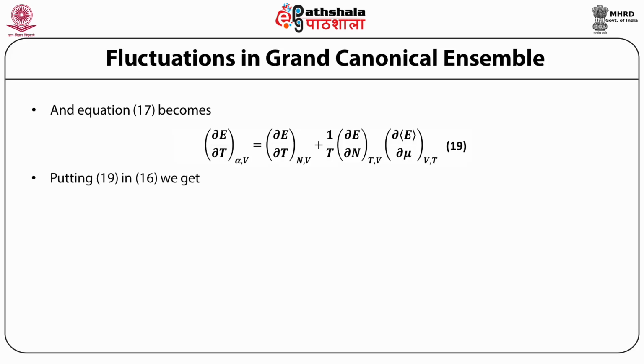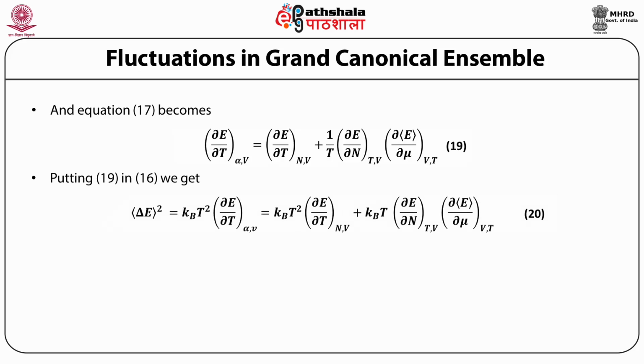Putting 19 and 16, we get the variance in E equal to kBT square multiplied by the partial derivative of E with respect to T at constant alpha and V, which is equal to kBT square into the partial derivative of E with respect to temperature at constant N and V, plus kB multiplied by T multiplied by the partial derivative of E with respect to N at constant T and V multiplied by the partial derivative of the mean value of energy with respect to chemical potential at constant V and T.